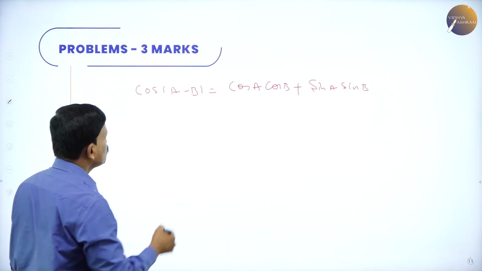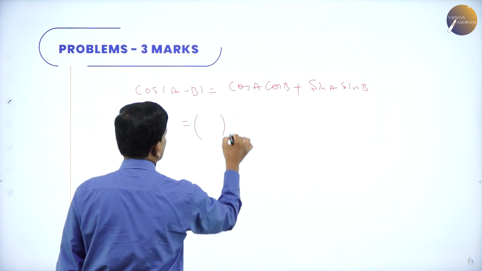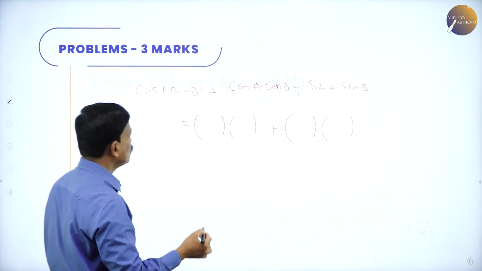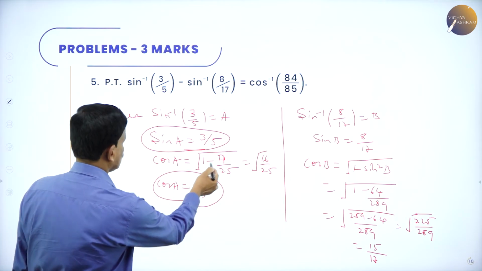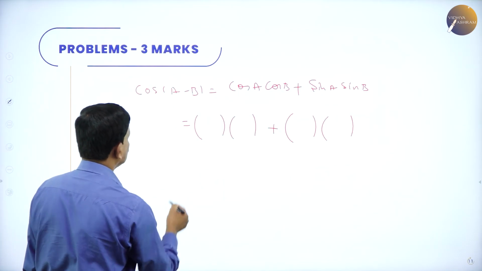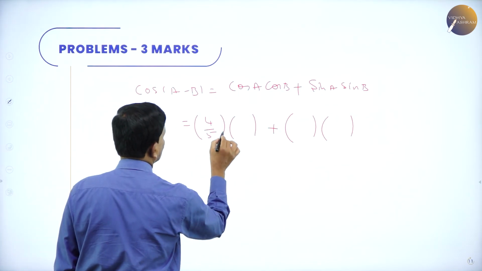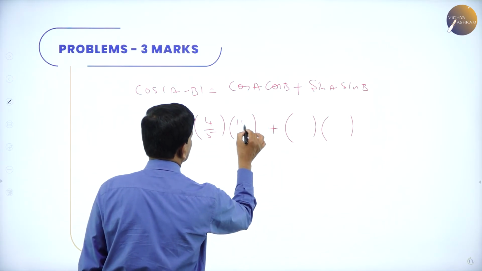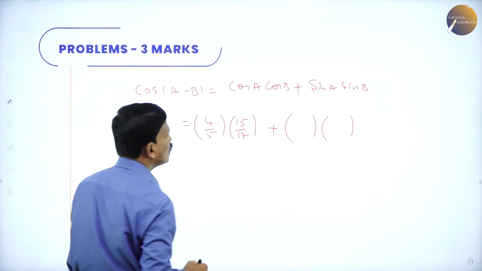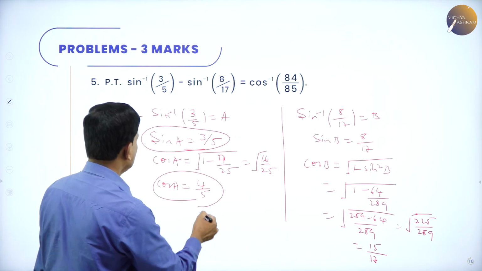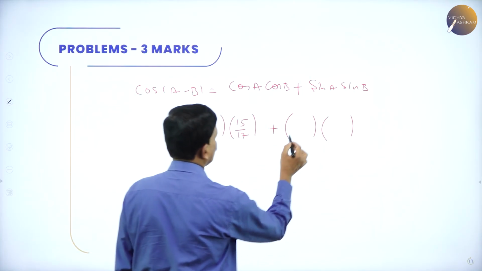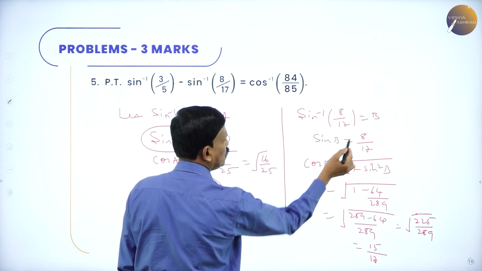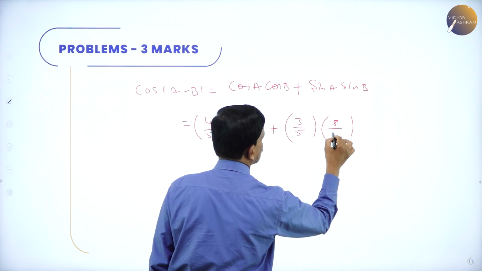Okay, now substitute the values. What is cos A cos B plus sin A sin B from the previous page? Cos A is equal to 4 by 5, into cos B. What is cos B? 15 by 17. Plus sin A. Sin A is equal to 3 by 5, into sin B. Sin B is 8 by 17.